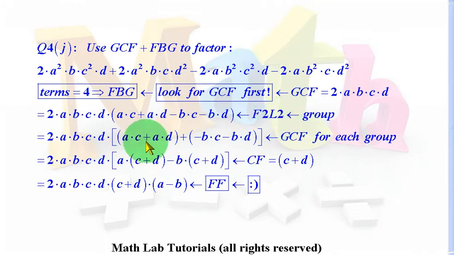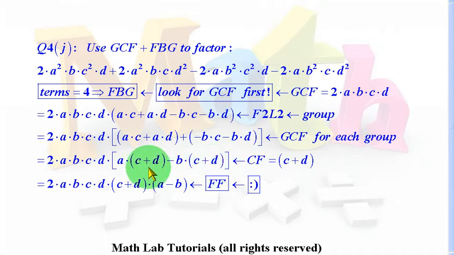How do you form a group? Just put brackets, empty bin plus empty bin, drop the first 2 in, the last 2 in. Then look at each group and factor out the GCF. That's what I did over here. The GCF of this group is just a. We're left with a balance of c plus d. If we look at this group over here, the GCF is certainly minus b. So we pull it out, and the balance is c plus d.